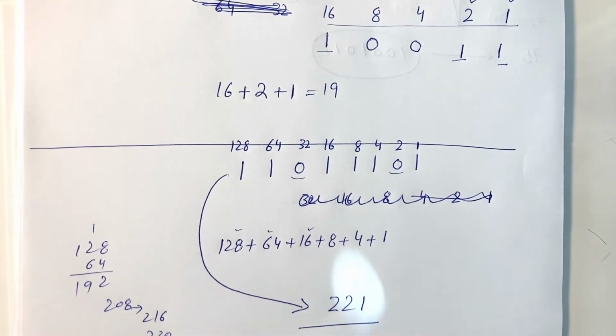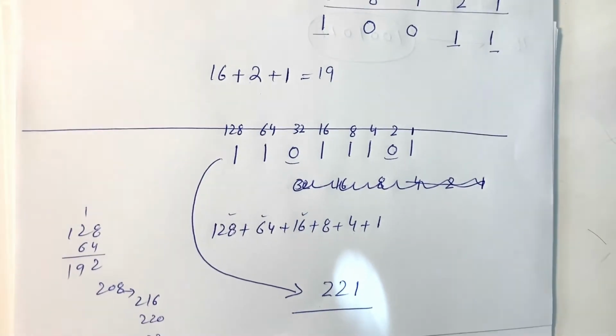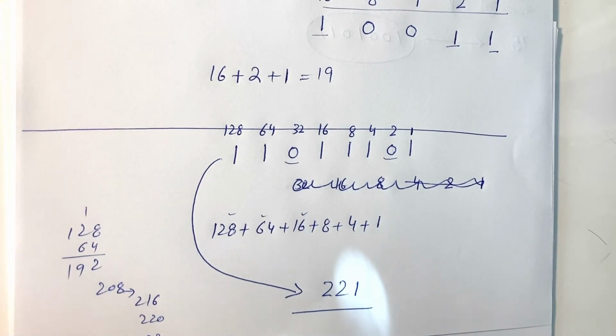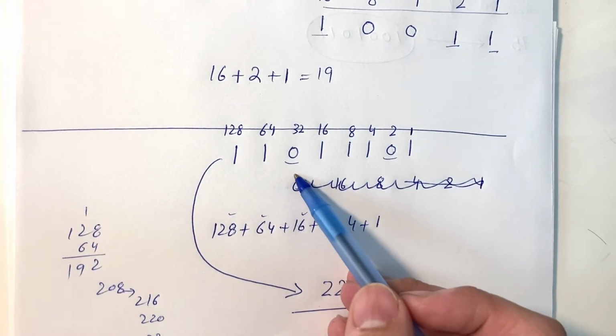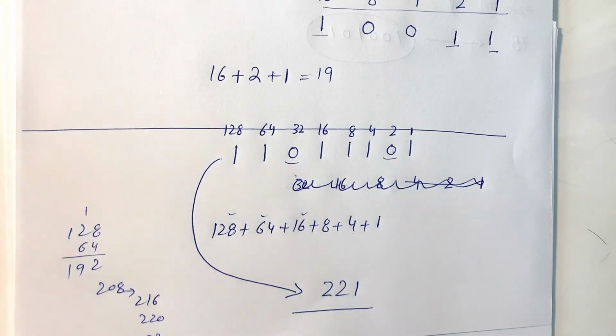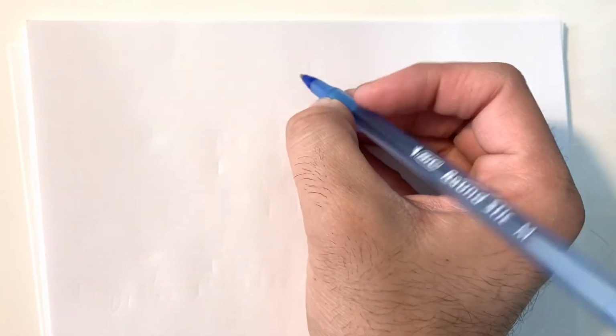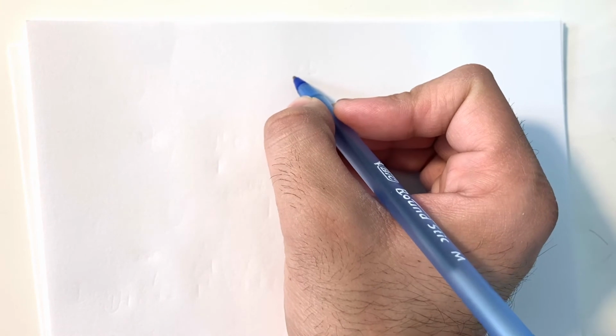You can use a calculator to add them all together. So this is how we can convert a binary into a decimal value. Very, very simple. Let me just do one more example and then we will move to our next agenda item. Let's take another one. Let's take a small value.